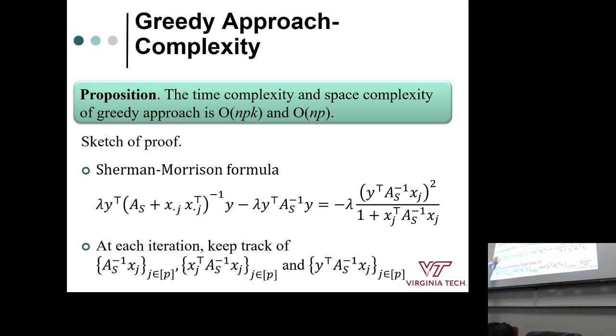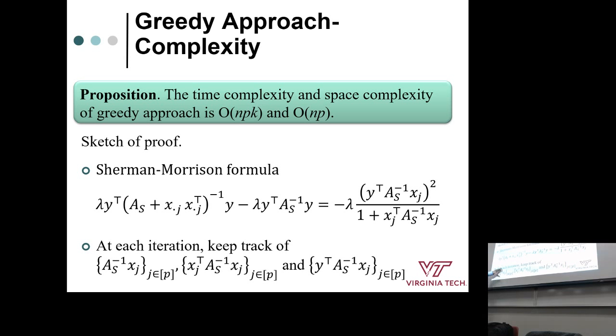The Sherman-Morrison formula tells us that this difference can be computed by doing this. So in this case, you don't need to compute this inverse again. You just use the previous inverse, and you can compute the difference. This saves you some complexity. And you can do much better than that. Indeed, in our code, you don't need to compute any of these inverses.